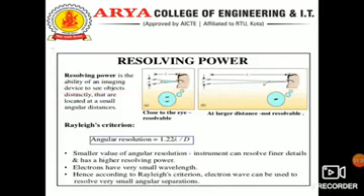Resolving power is the ability of an imaging device to see objects distinctly that are located at small angular distances. In these two figures, the first is close to the eye, resolvable, and the second diagram is at a larger distance, which is not resolvable.